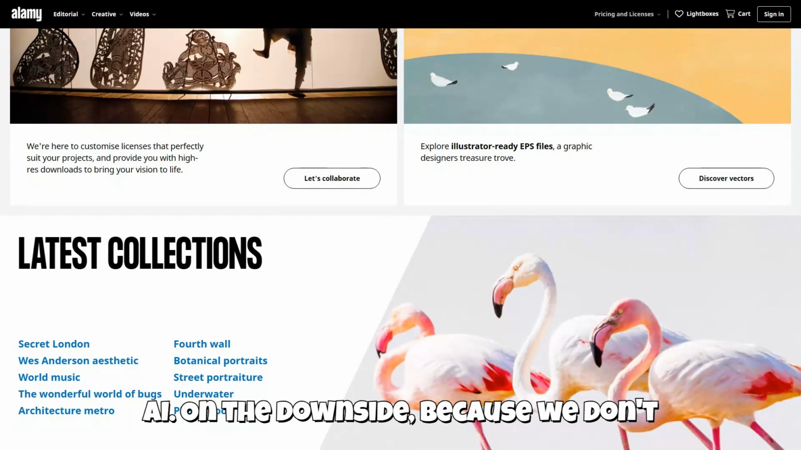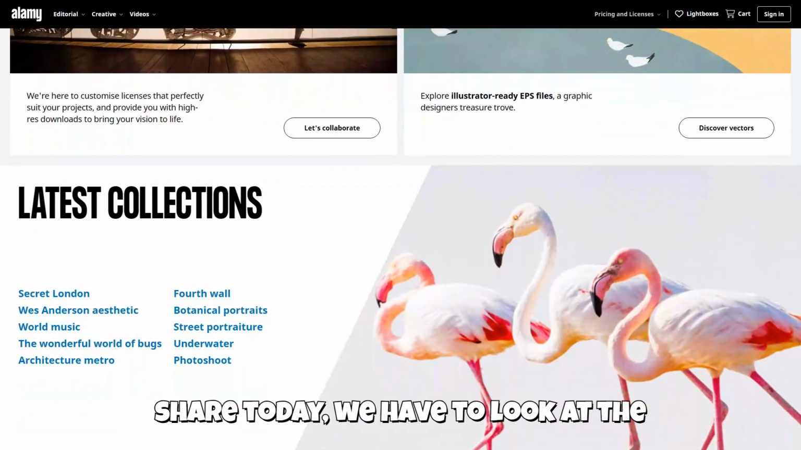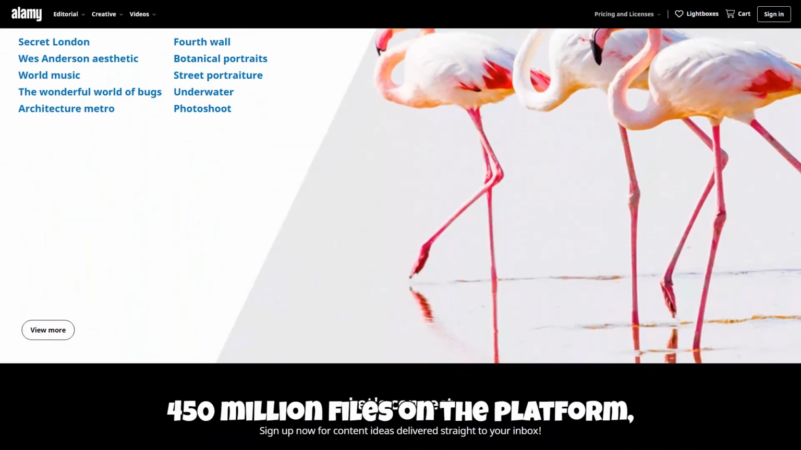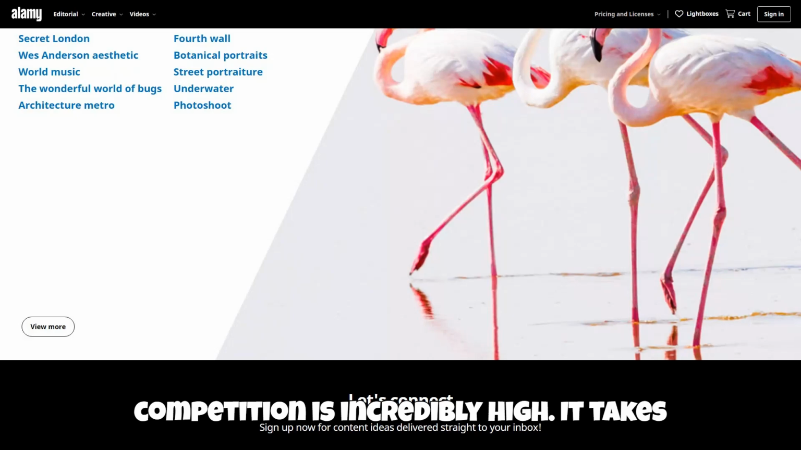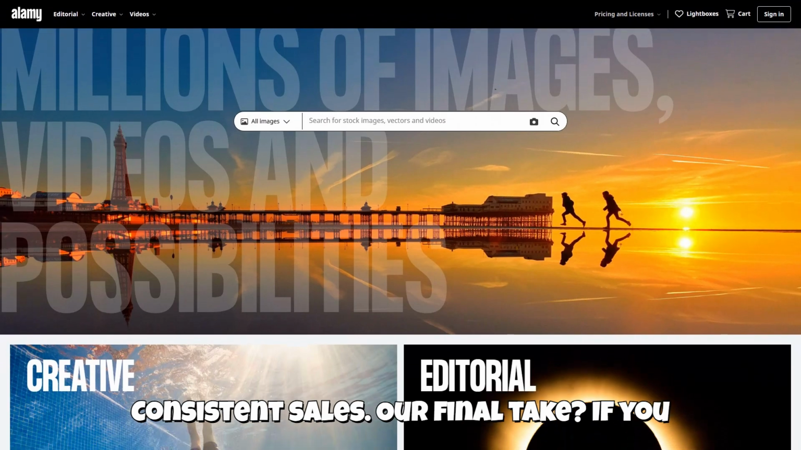On the downside, because we don't have a direct feed of user reviews to share today, we have to look at the general nature of stock sites. With over 450 million files on the platform, competition is incredibly high. It takes time, consistent uploading, and excellent keyword tagging to stand out and make consistent sales.